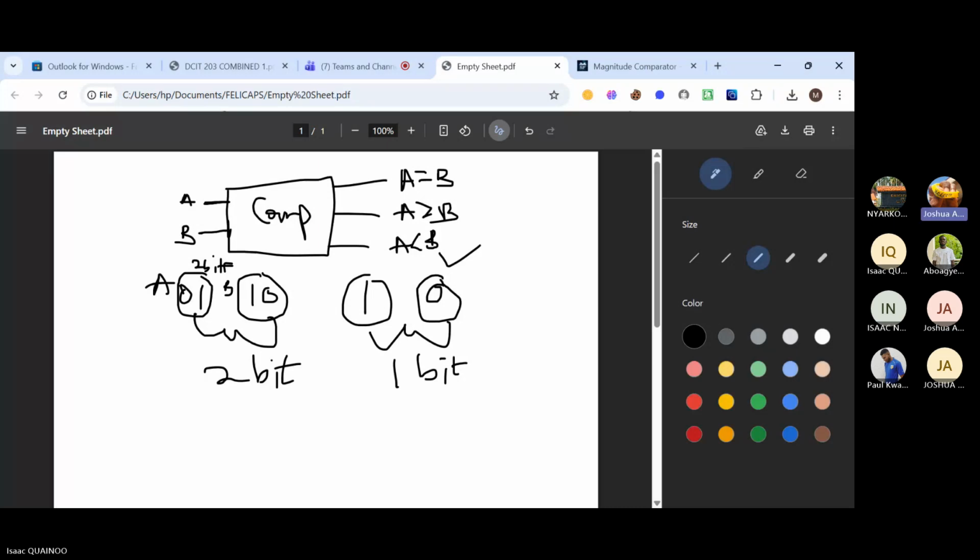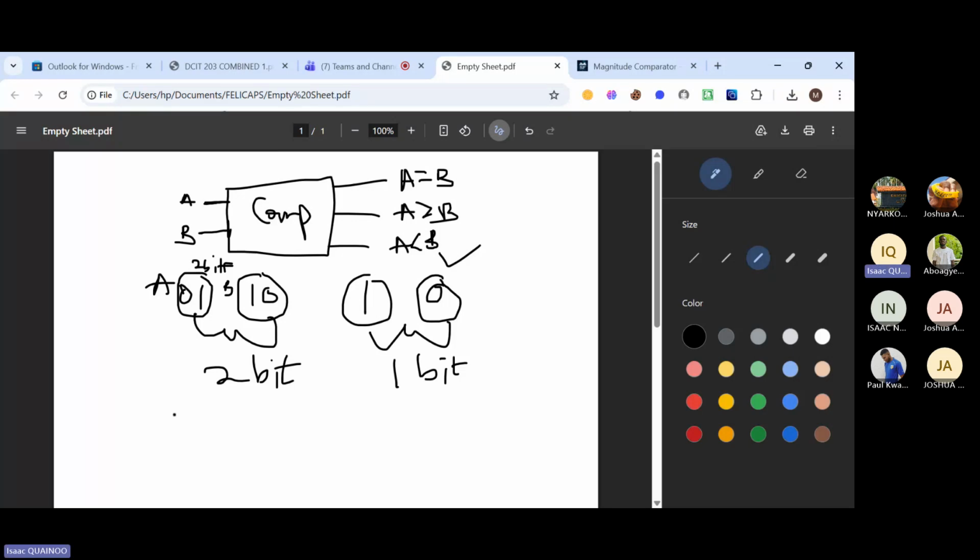Because one is having 1 and the other is having 1. It's 1 bit. Exactly. Because each of the inputs that you are comparing here is made up of just 1 bit. So we are comparing 2 1-bit inputs. Hence, we call it a 1-bit comparator.